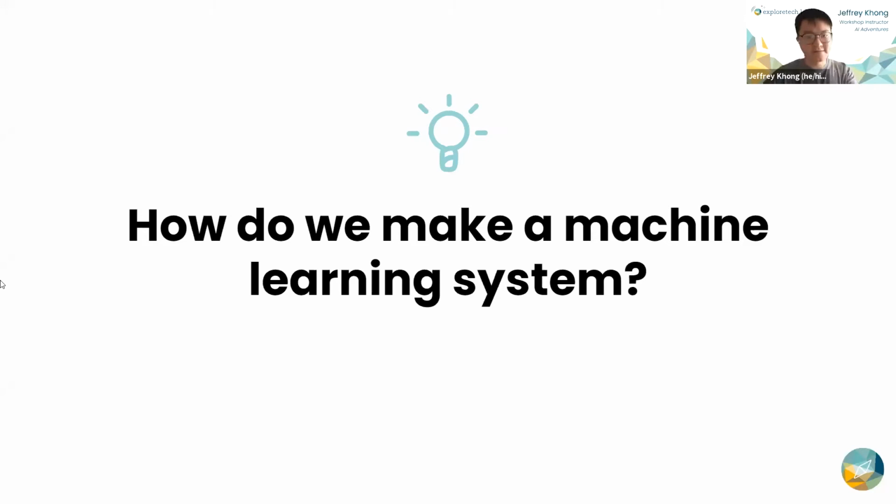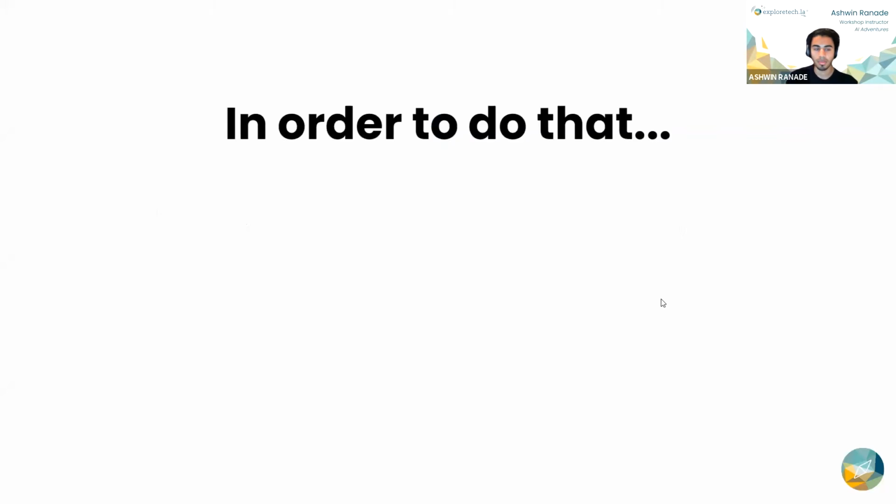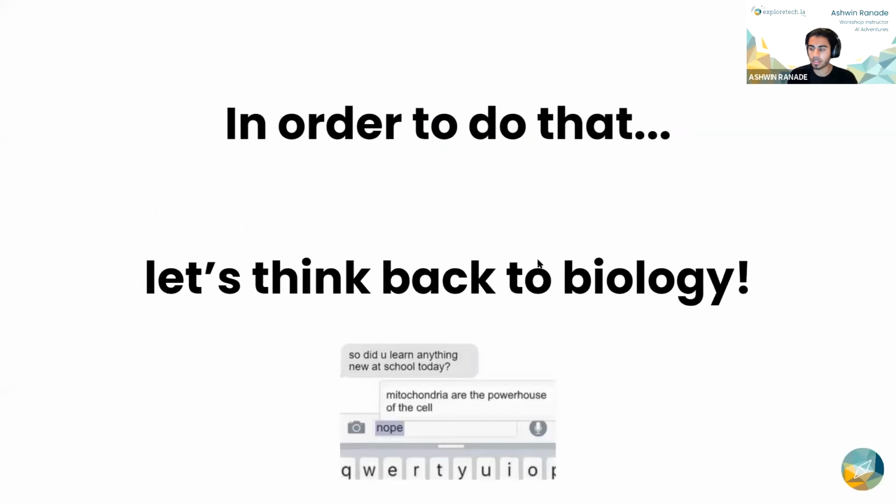Okay, so now we're gonna talk about how we make a machine learning system. And in order to do that, let's think back to biology, which is what makes us smart. Does anyone have any idea what makes you and me smart? You can just say it or put it in the chat.